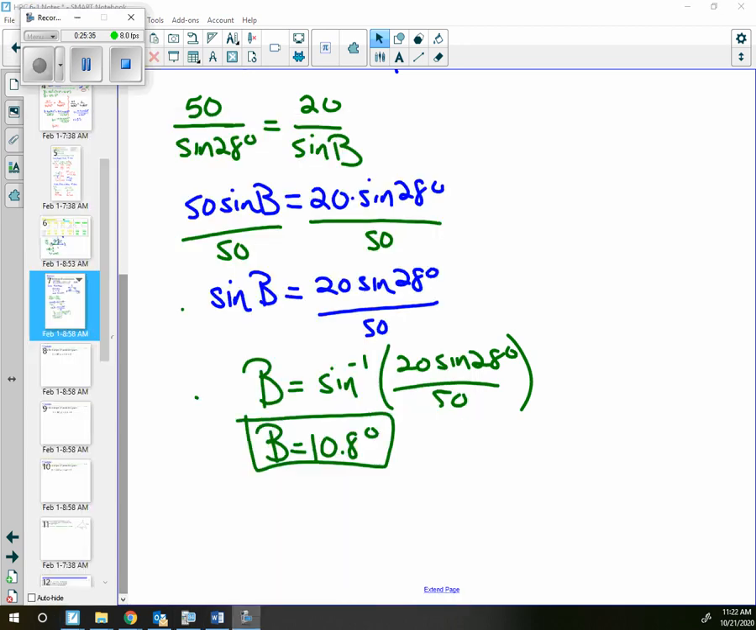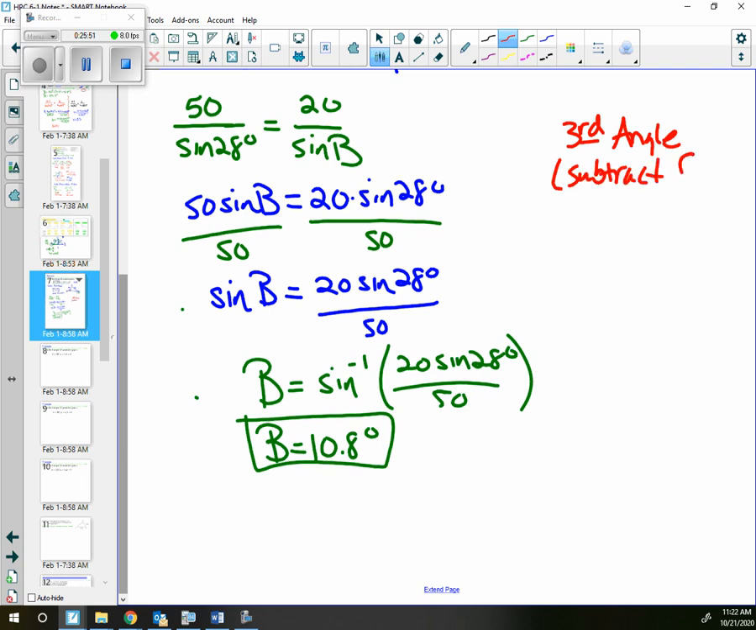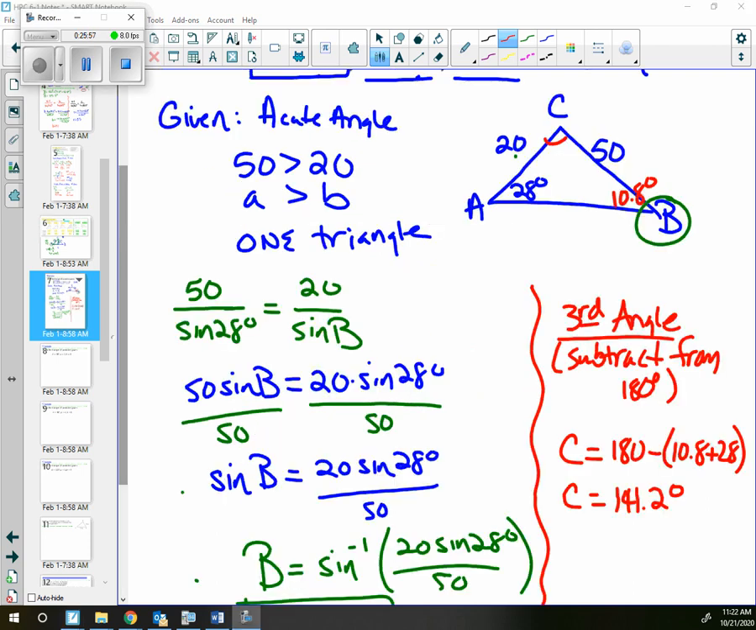Okay, now the cool thing about this is now I have two angle measurements, right? I already know angle A because it was given to me, and I have angle B, which is what I solved for. So the next easiest thing to solve for is the third angle, and we're just going to subtract from 180. So go ahead and do that and see what you get for that third angle. All right, so I came up with 141.2, so this is definitely an obtuse triangle. So we have all of our angles, which is great.